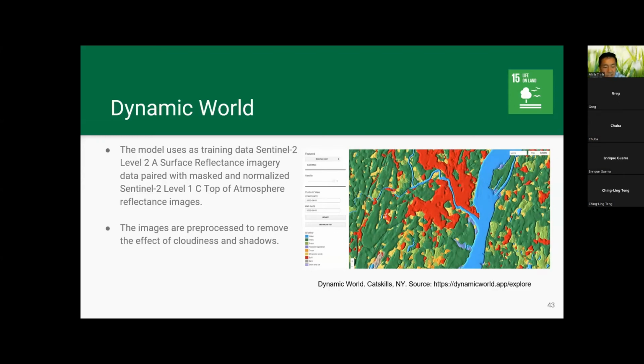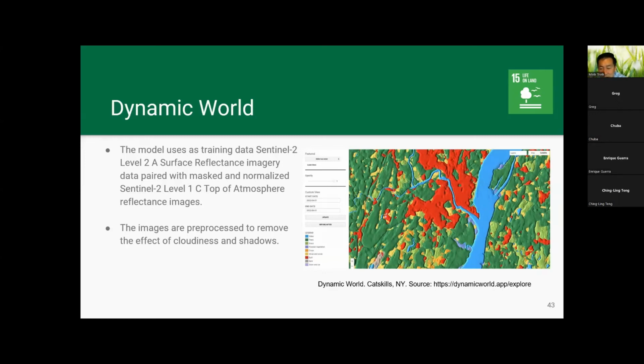So you see this color. These are results of Dynamic World. Right? So it is remarkable. I don't think it's 100%, but I think most of the planet is covered by that. And you see the classification that they have, the legend.